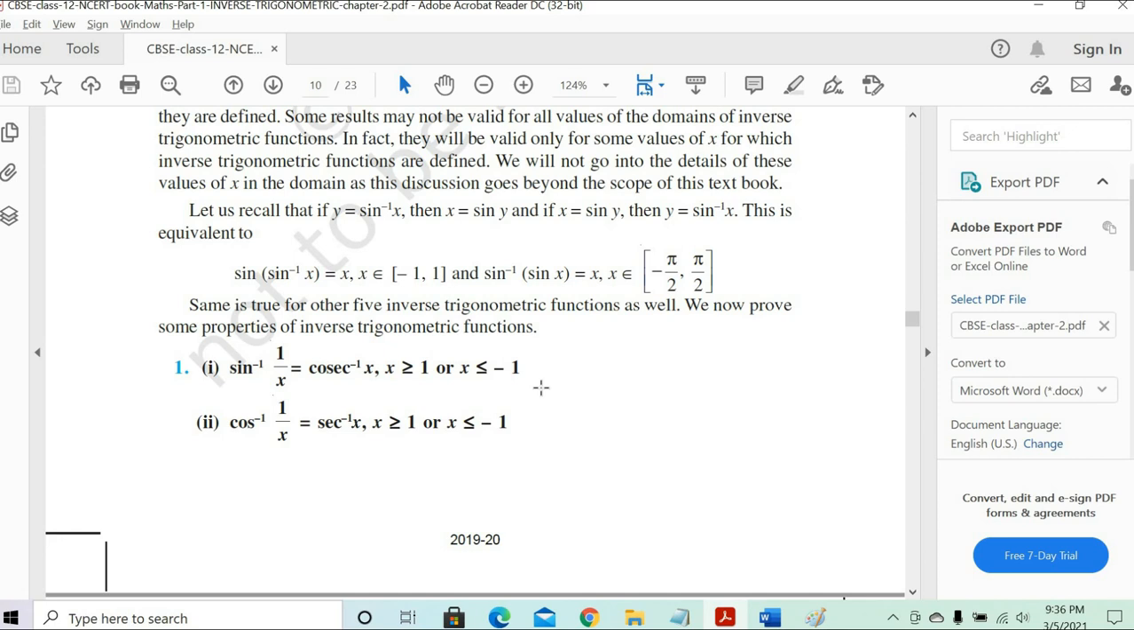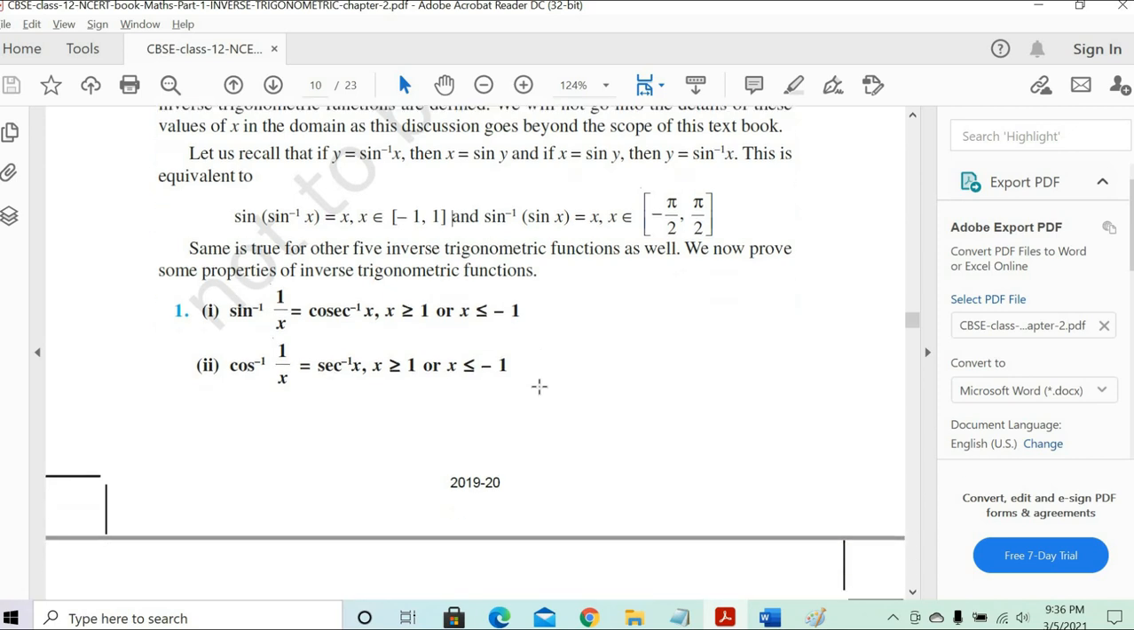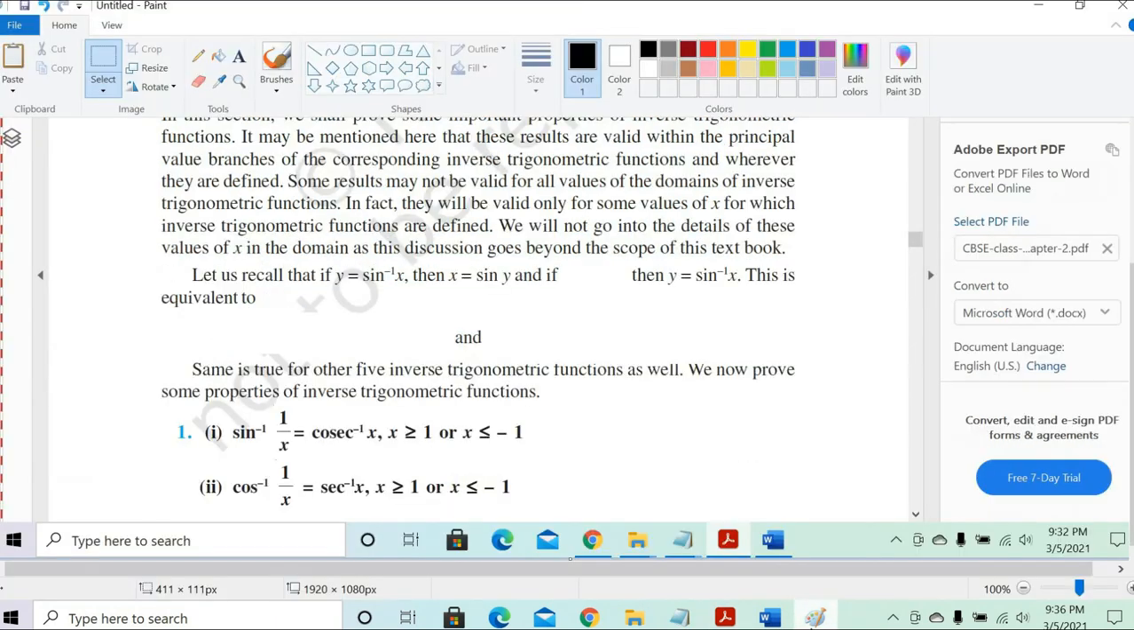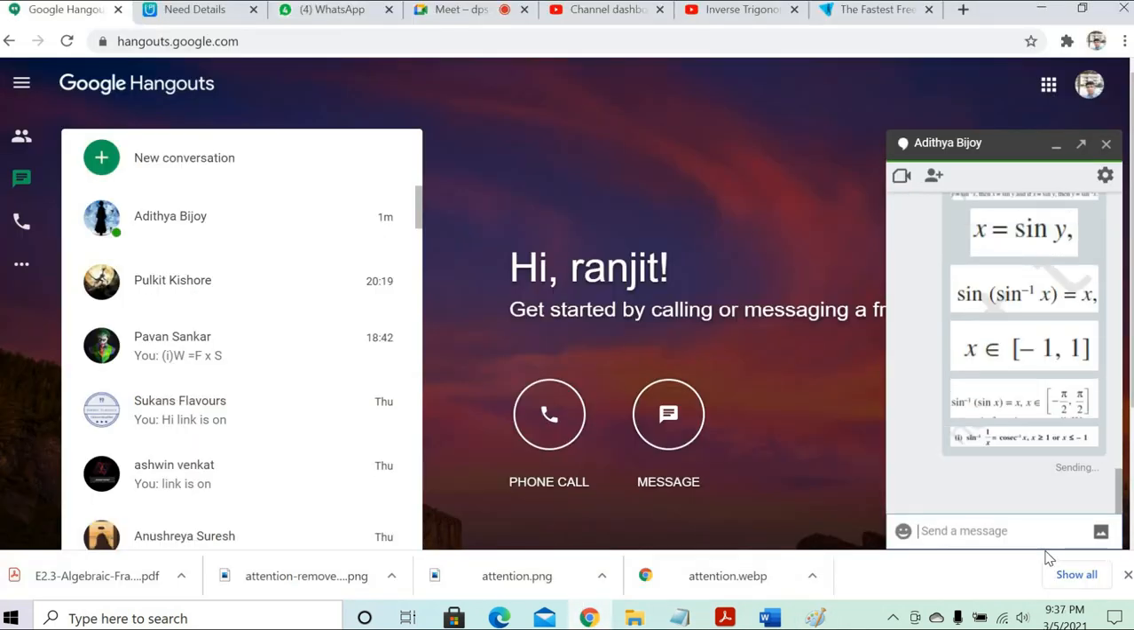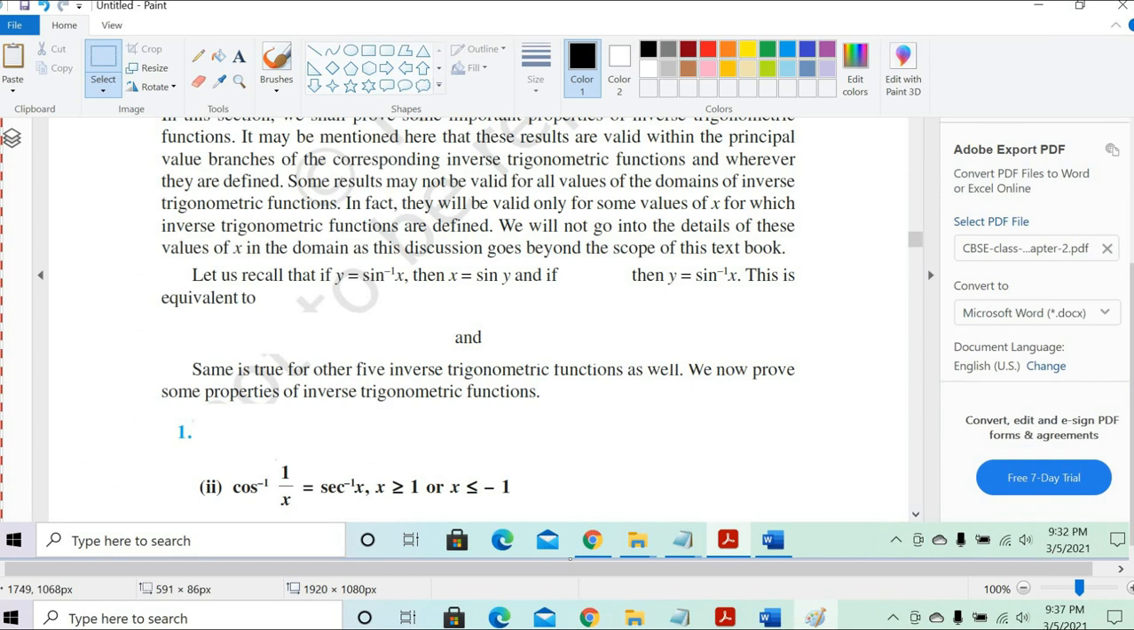Now let's go to the next part. A couple of properties are there. We'll try to understand the properties one by one. First one is sine inverse 1 by x is cosec inverse x. So write down the first property, Vijay: sine inverse 1 by x is equal to cosec inverse of x. Clear? Yes, sir. Okay, good.